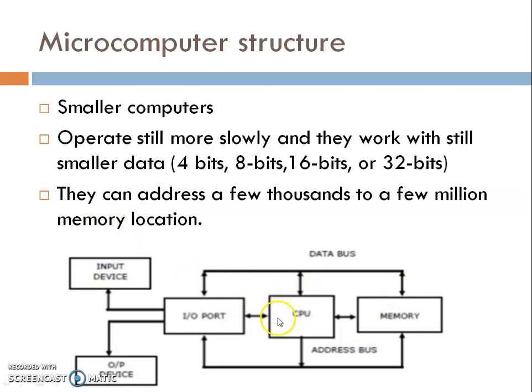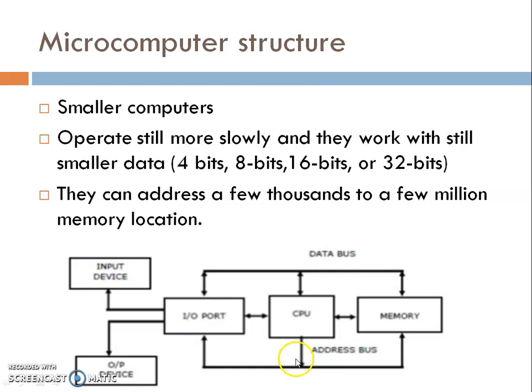It contains the CPU, central processing unit, which is connected with the input output port, connected to the input device and output device. It also contains memory, which is obviously connected with the CPU. Then it contains a data bus and an address bus. The data bus is used to transfer data between the input output port and CPU, CPU and input output port, and CPU to memory and memory to CPU.